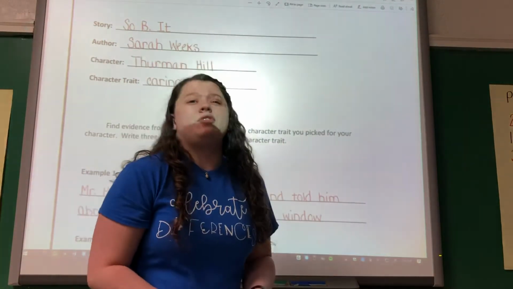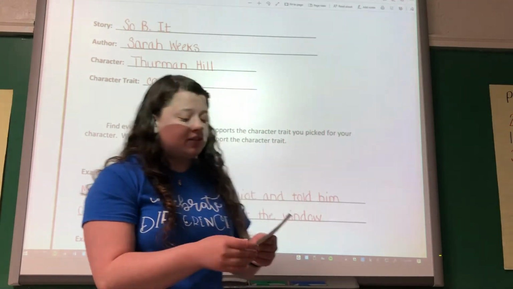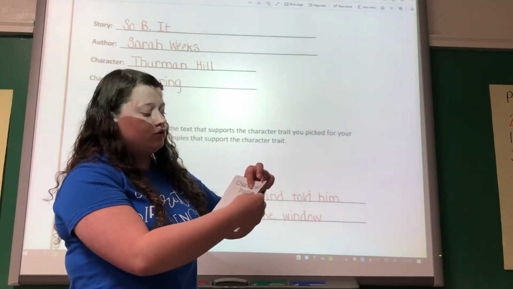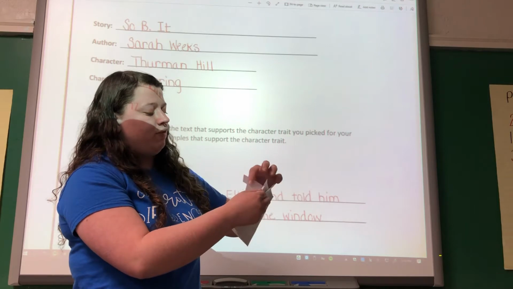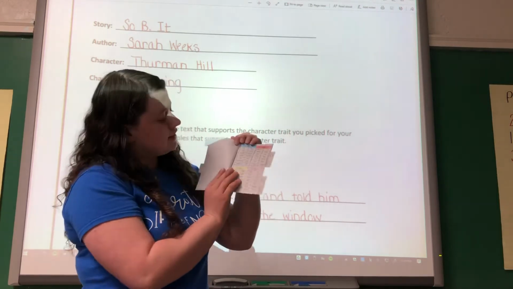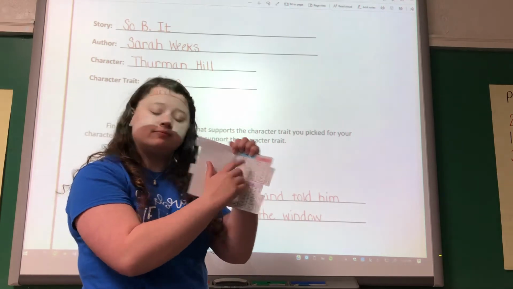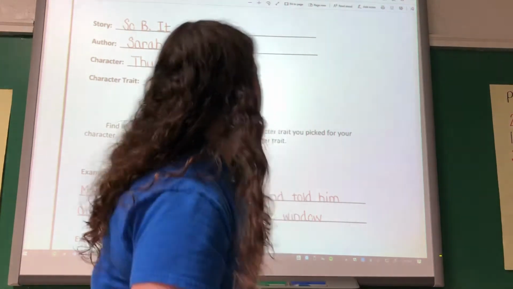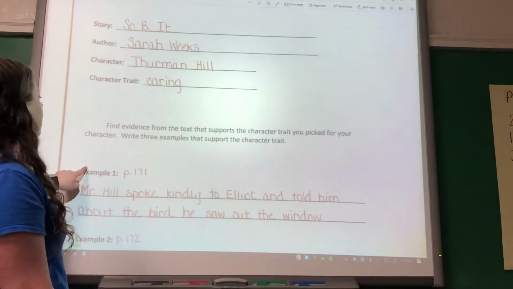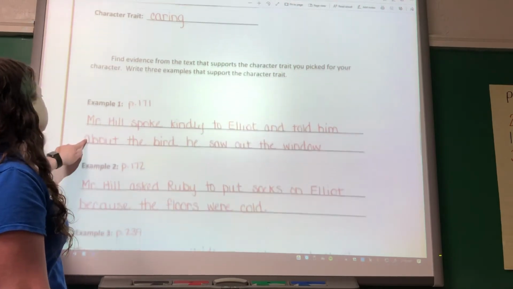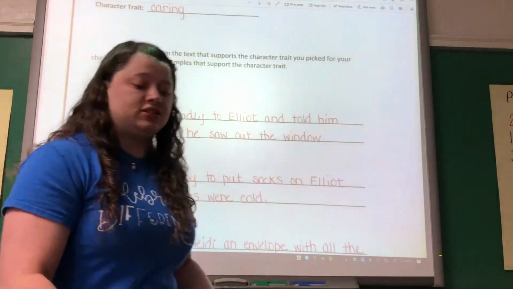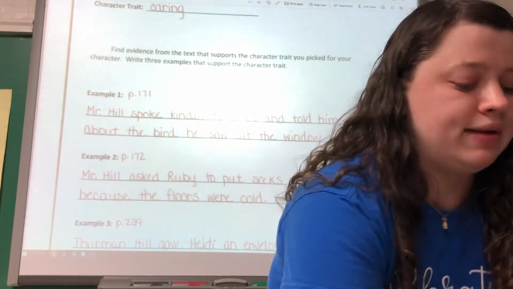So instead of using like nice, we use caring. So we use this character traits book and we flip to the tab for nice. And we found a better word, which was caring. Then what you're going to do, just like we have done, is go through the book and find examples of when that character possessed that trait or when they had that trait.